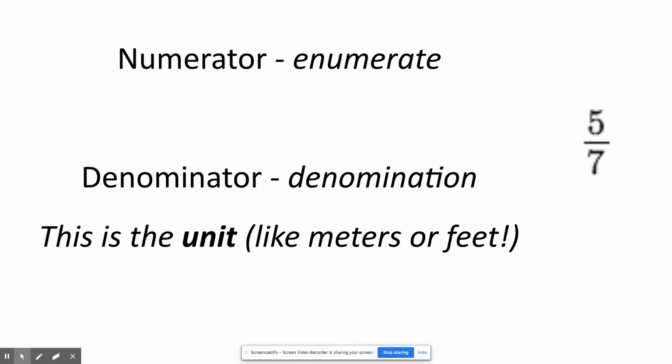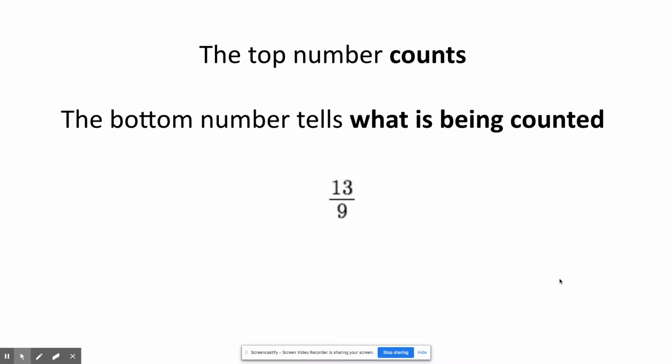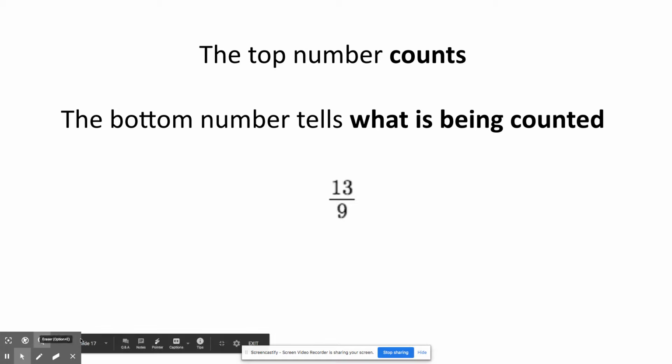So here I have an example of 5/7. Okay, so if I said my desk was 5 long, you would ask me 5 what? 5 feet, 5 meters. So when I say 5/7, I'm giving you the unit. I'm telling you what that 5 is measuring. So to summarize, what I want you to think about when you're thinking about fractions is the top number is counting and the bottom number is what's being counted.